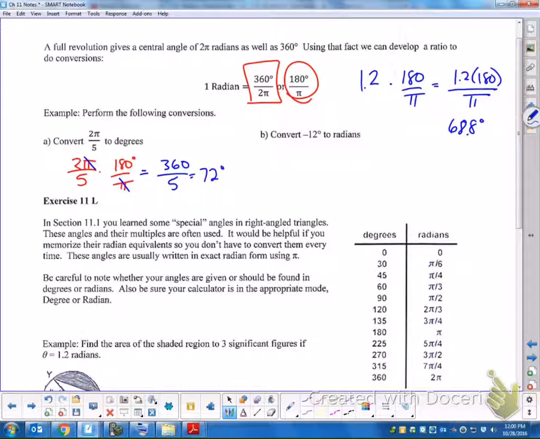B, opposite direction. This is a negative degree, doesn't matter, just means that my final answer is going to be negative. So negative 12 degrees times pi over 180. Again, I want the degrees on the bottom so that they'll cancel out. I get negative 12 pi over 180. Make sure you reduce that, okay?